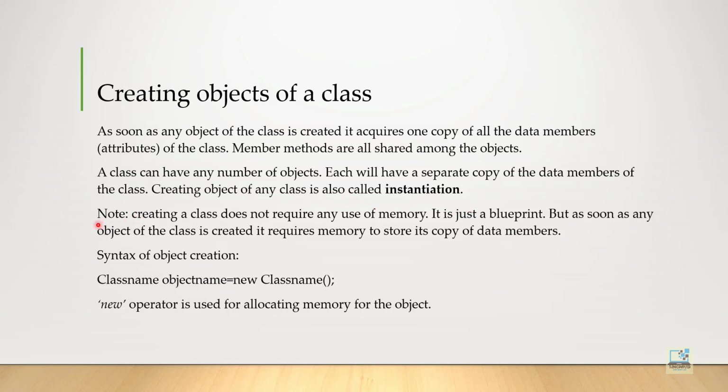Note that creating a class does not require any use of memory. It is just a blueprint. But as soon as any object of the class is created, it requires memory to store its copy of data members. Here is the syntax of creating object. Class name, object name, new, class name. New operator is used for allocating memory for the object.